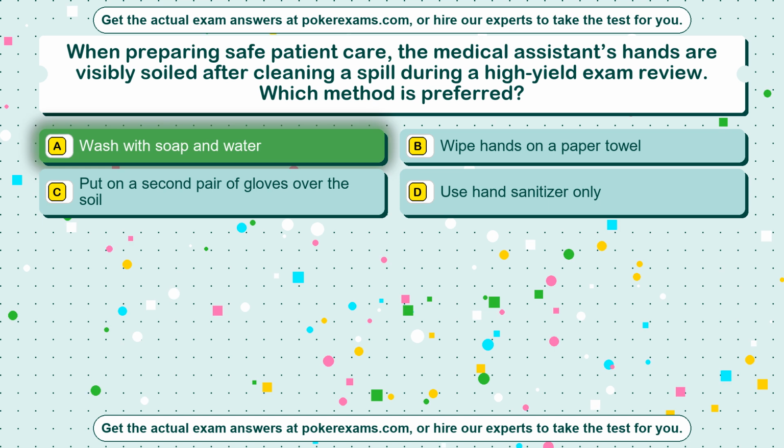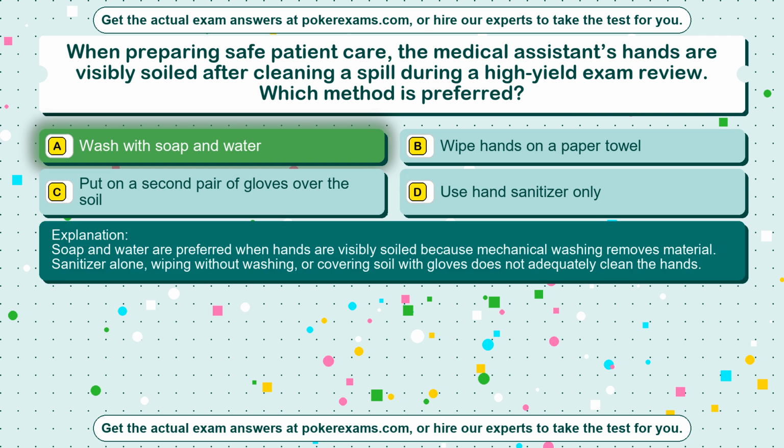The correct answer is option A. Wash with soap and water. Soap and water are preferred when hands are visibly soiled because mechanical washing removes material. Sanitizer alone, wiping without washing, or covering soil with gloves does not adequately clean the hands.